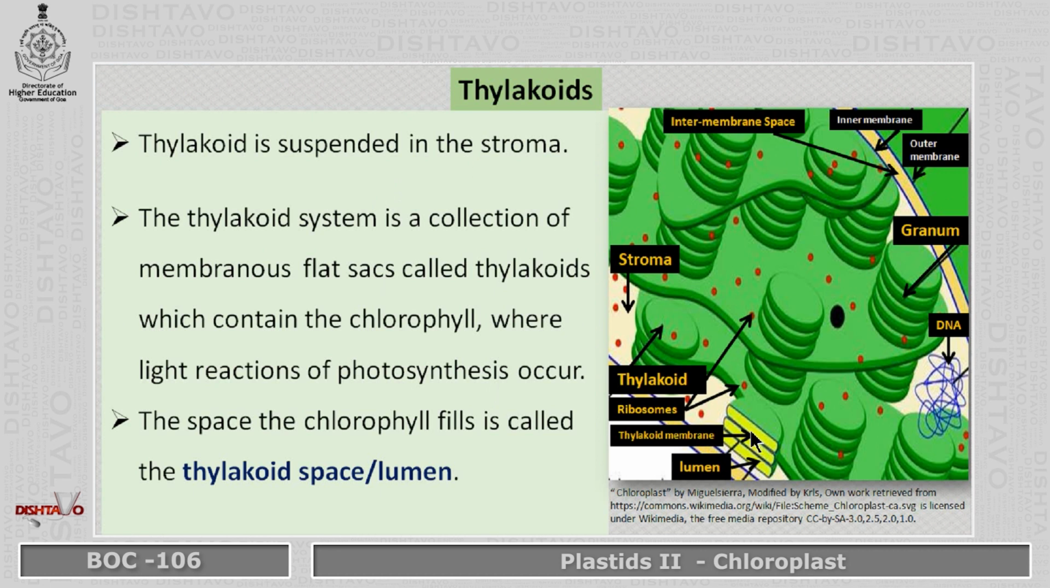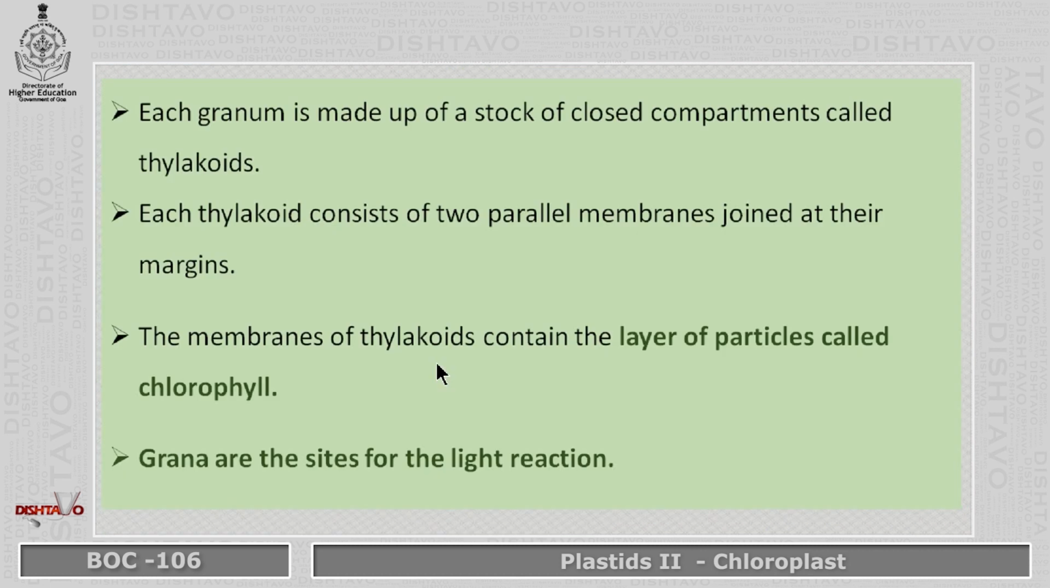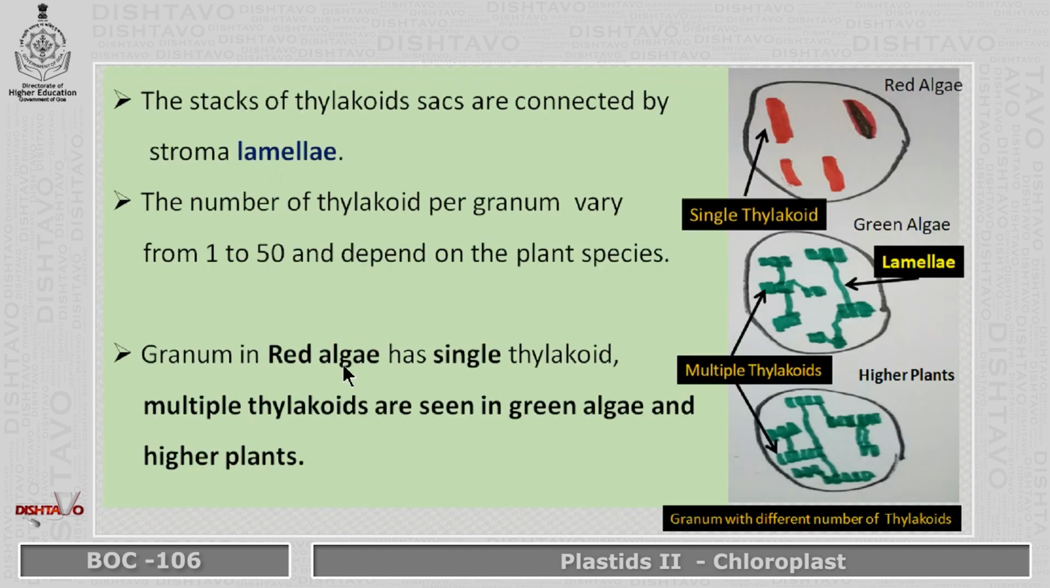Now, where is the chlorophyll molecule? Chlorophyll molecules are here in the membrane of the thylakoids. That is very important to remember. Each granum consists of many thylakoids which are stacked together, and each thylakoid has parallel membranes which are joined together, and the membrane contains a layer of particles which we call chlorophyll. So they are the sites for the light reaction.